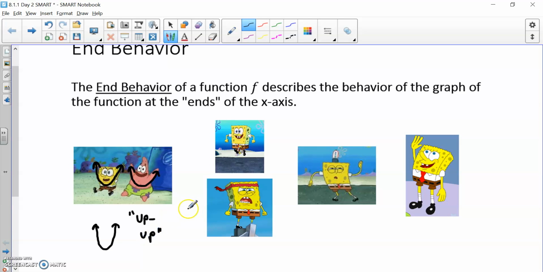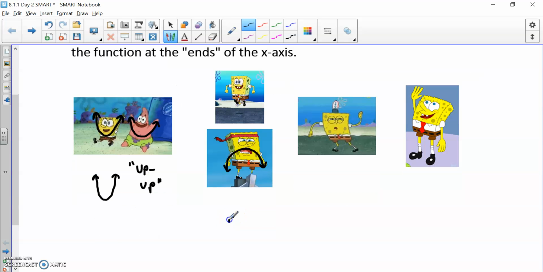All right. And then here, you can probably guess, now SpongeBob's arms are both pointing downwards. Okay, so maybe an upside down parabola would be an example of this, and you can call this down, down.